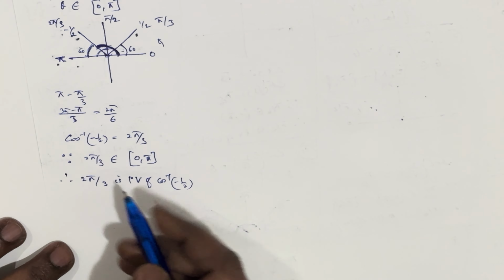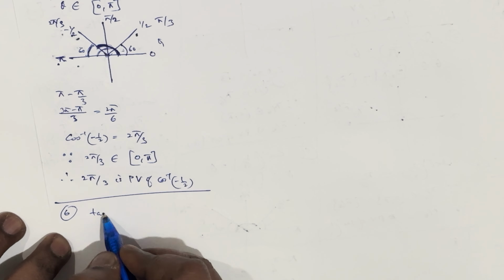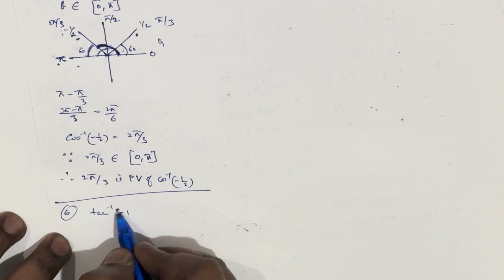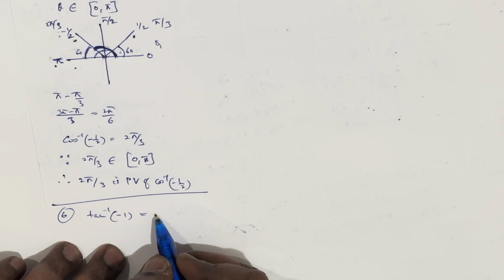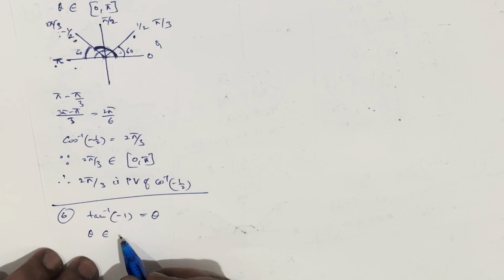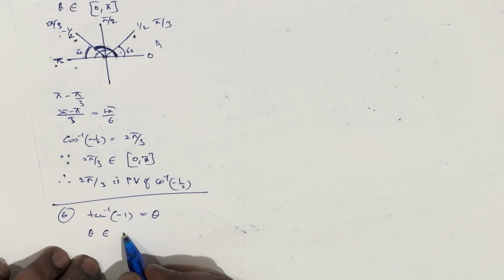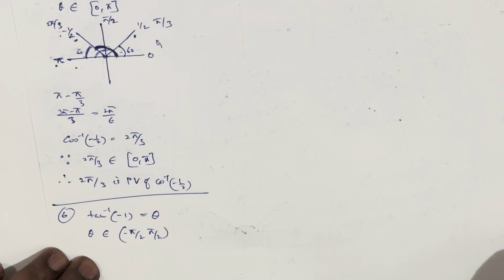That's it, simple. Now the sixth question. The sixth question is tan inverse negative 1. Now you know that tan inverse negative 1 is some angle theta, and this theta must belong to the range that is minus pi by 2 to pi by 2, open interval.